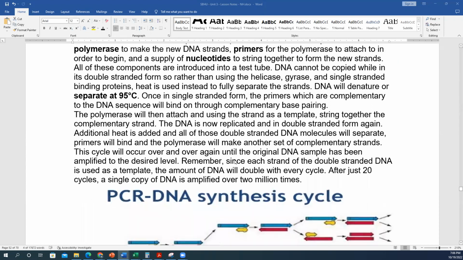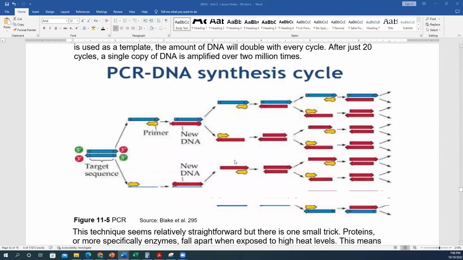So let's look at, for example, this PCR DNA synthesis cycle that we can visualize over here. If you think back to when we looked at DNA replication in our previous lessons, think about what were the components that we needed to replicate DNA. Can anybody think of some of the components that we needed when DNA replication was happening in the cell?